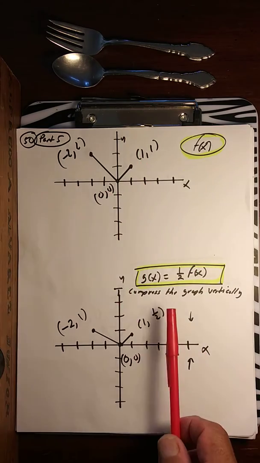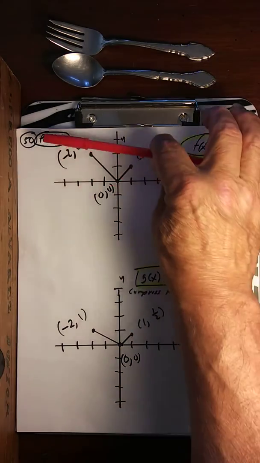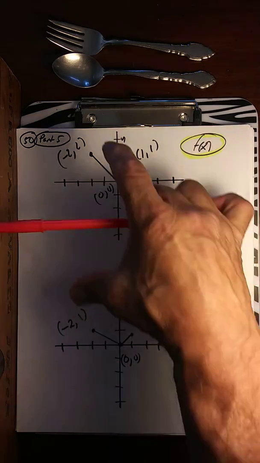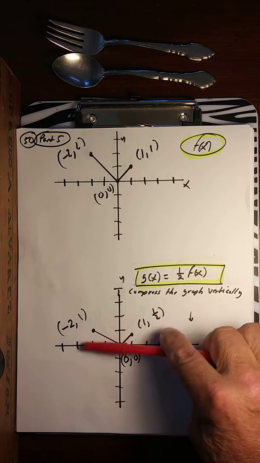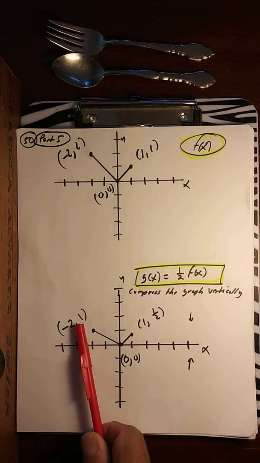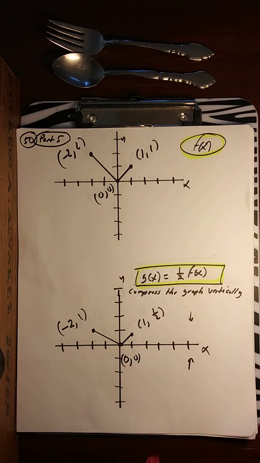Original f of x. The new one's going to be 1/2 of f of x. So what it's going to do is compress the graph vertically. It means this way. It's going to squeeze it that way. So negative 2 is going to be 1. 1 is going to be 1/2, and 0 is still 0.